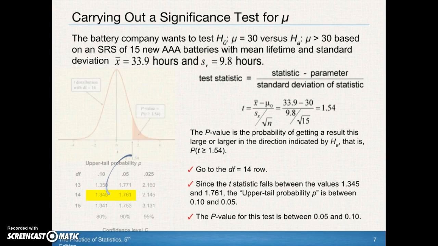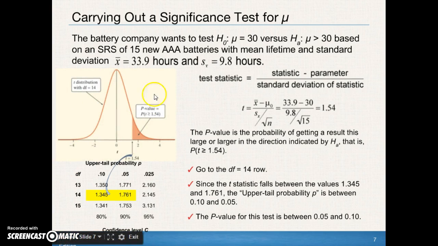So if you pull out your table, again, we're looking at the T one. We're going to the degree of freedom of 14 row, and you're looking straight across for the values in which 1.54 fits between. That's why they had two T numbers that they talked about, because 1.54 is between those. And then when you look straight up, that's how they had 5% to 10% for our p-value. So our p-value for this test is between 5 and 10%.